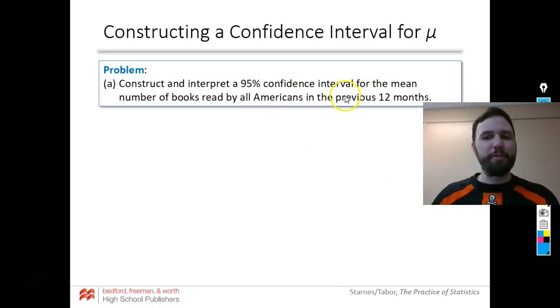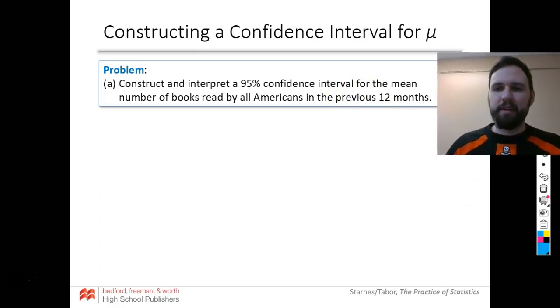Sorry, guys. Sore throat, cough drop. You guys can deal.